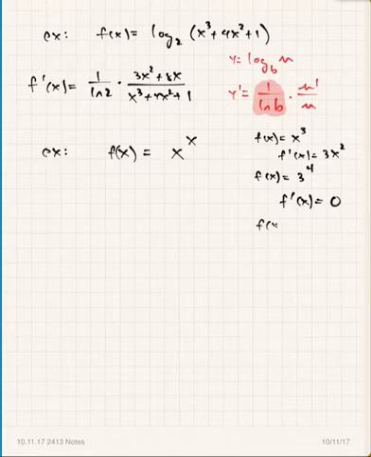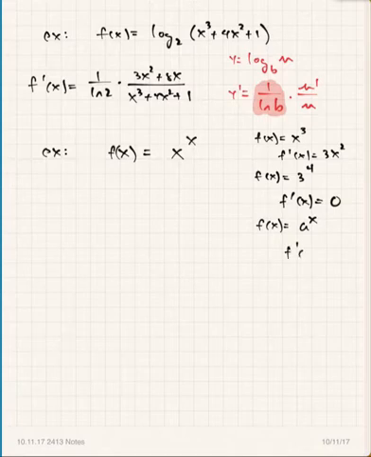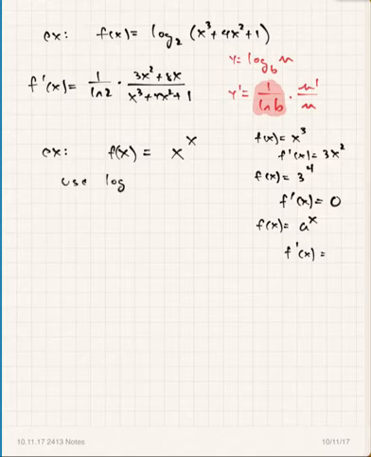Now the other one we have to worry about is what happens if you have a constant to a variable power, like a raised to the x power. And we'll talk about that in a minute. So that example we still want to talk about. But let's look at x to the x. What I'd do is just use logarithmic differentiation here.